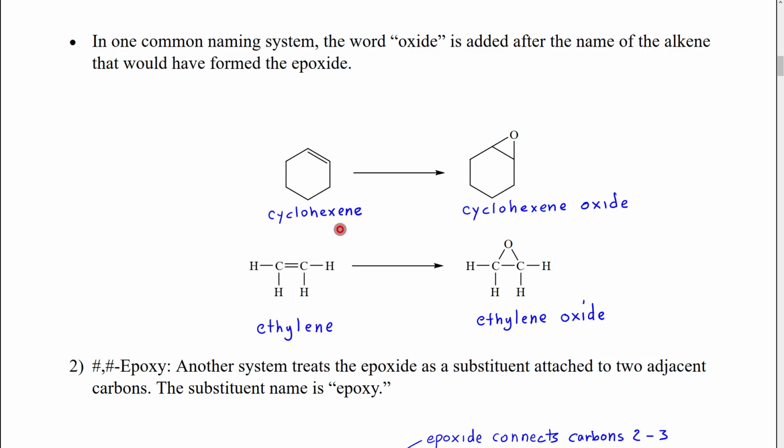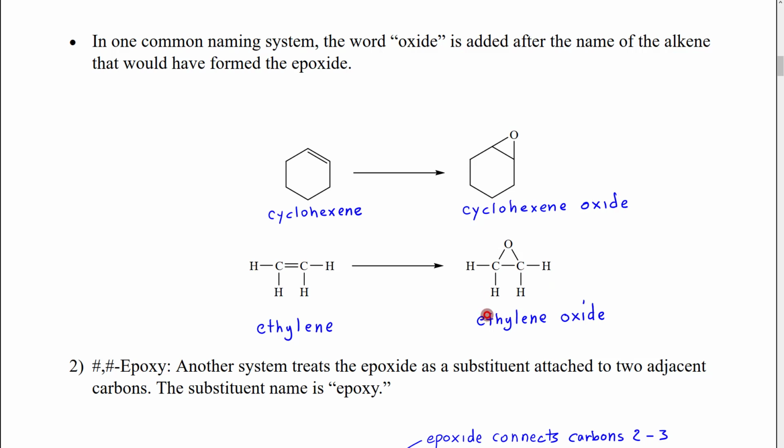So for example, if we were to have cyclohexene, which would be this molecule, and we were to make the epoxide, we would get this molecule. This would be the oxide of cyclohexene. In other words, cyclohexene oxide. Similarly, the common name for this molecule is ethylene. If we were to make the epoxide out of this, we would get this. This would be ethylene oxide.